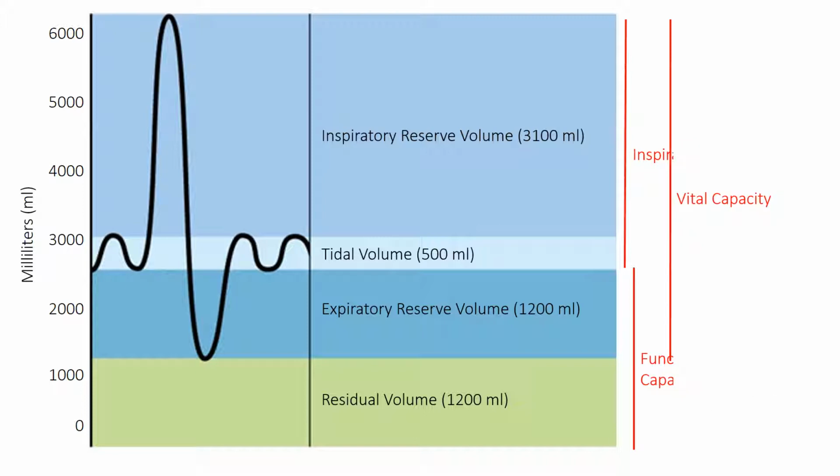Our vital capacity is the amount of air that we could move in a single breath. Your biggest breath in followed by your largest breath out. And your total lung capacity is all of the volumes added together. All of your inspiratory, tidal, expiratory, and residual volumes together represents total lung capacity.